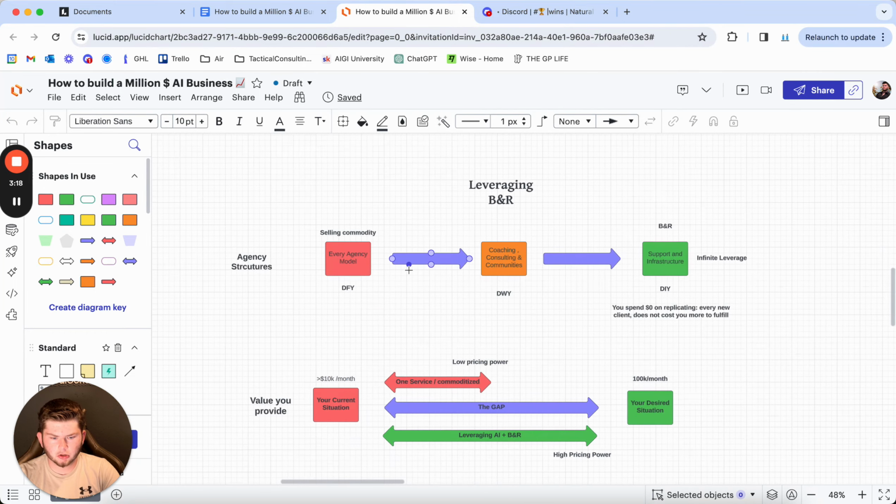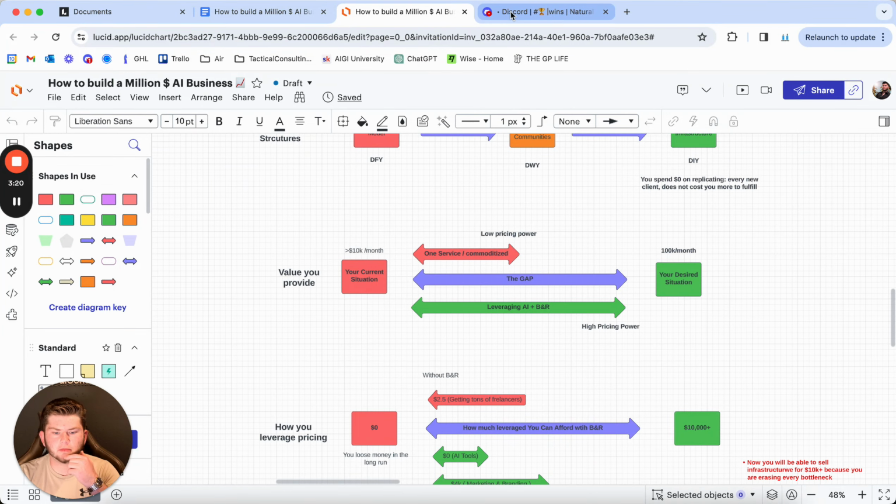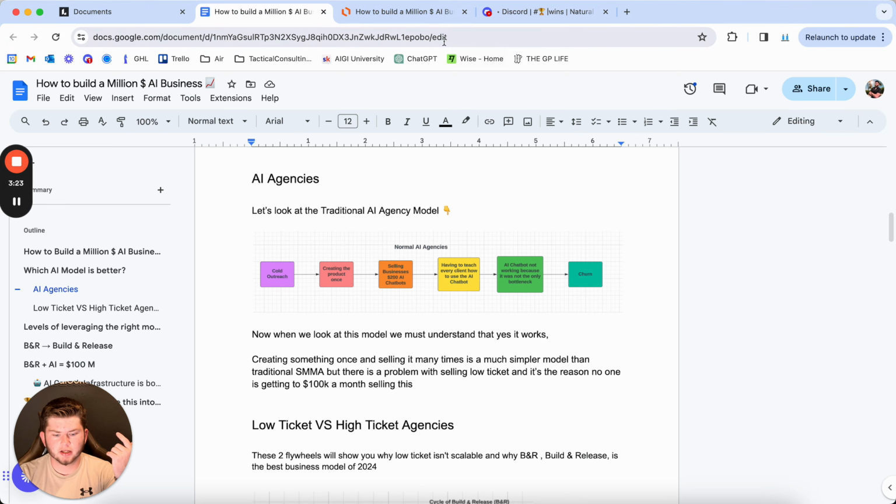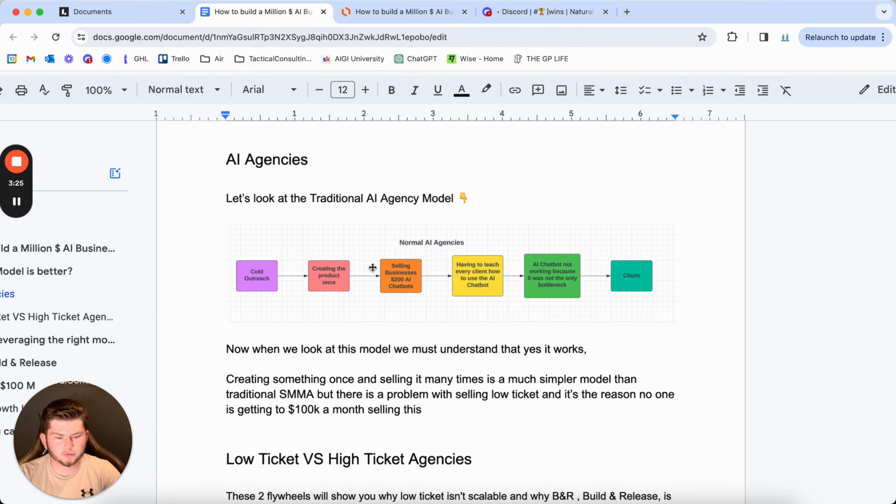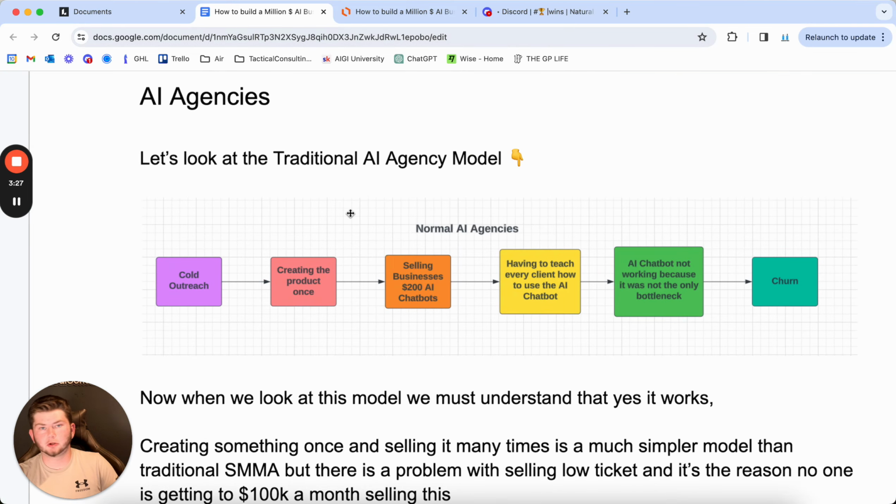So the traditional AI agency model that many people would leverage is very simple. It revolves around cold outreach, creating the product once, selling businesses the $200 AI chatbots, having to teach every single client how to use that chatbot that you just sold, and the AI chatbot not working because it's not the only bottleneck. You can fix the AI chatbot, but that's not going to fix their sales issue. That's not going to make them a better closer. And ultimately, you're going to get a client that's just going to churn.